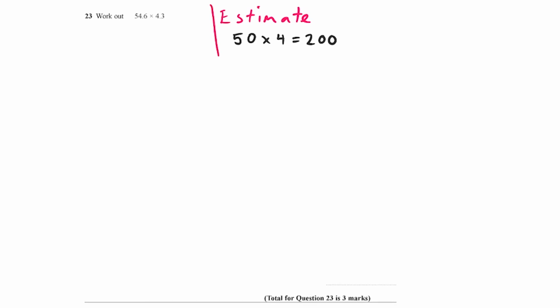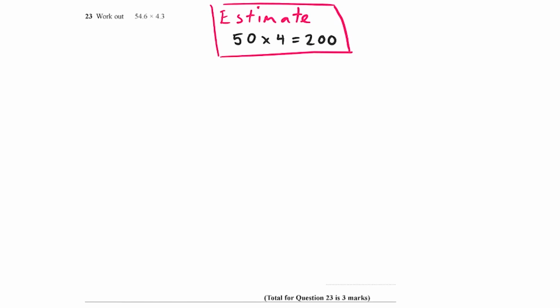Question 23, work out 54.6 times 4.3. Okay. Lots of different ways you can do this. The way I tend to do it is to first of all just work out a rough estimate of what I think the answer is going to be. So I round those numbers off. 54.6, I'll round that off to 50, and 4.3, I'll round that off to 4. So 50 times 4 is 200. So I know my answer is going to be roughly 200. It's going to be somewhere around there.